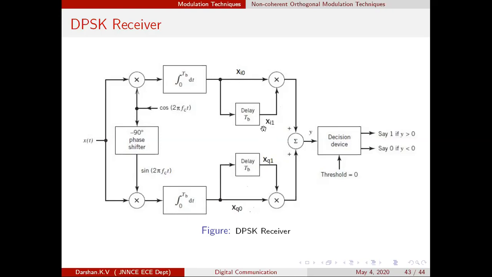You can interchange also, but better you try to understand what I am telling. You have a signal. From the signal, you get the in-phase component. So this will give you the in-phase component. How? Multiply with cos 2 pi fct and integrate, and you will get the in-phase component at one particular instant. At the next instant, similarly here also. Similarly, what are you supposed to do? xq0.